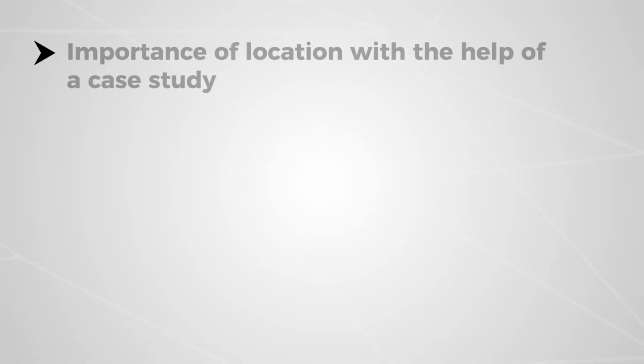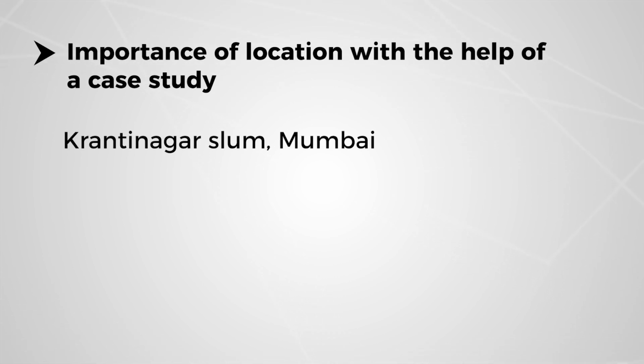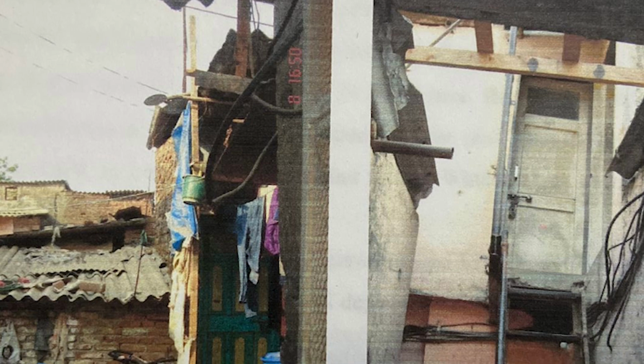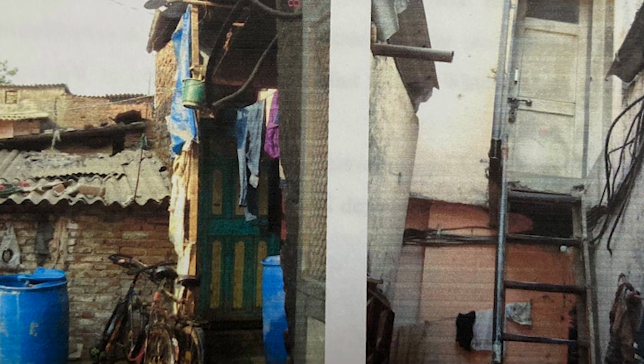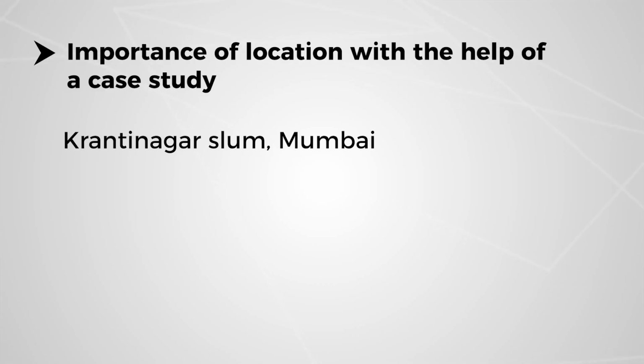Now let me share a very interesting case study with you to discuss the importance of location that I myself conducted. Kranti Nagar slum is situated on the periphery of the largest slum of Asia, Dharavi. It is located along the banks of Mithi River in Mumbai. In 2005, there were massive floods owing to heavy rainfall and overflow of Mithi River. The people living closest to the river were affected the most, with their belongings washed away, houses broken, illness, injury and communicable diseases.